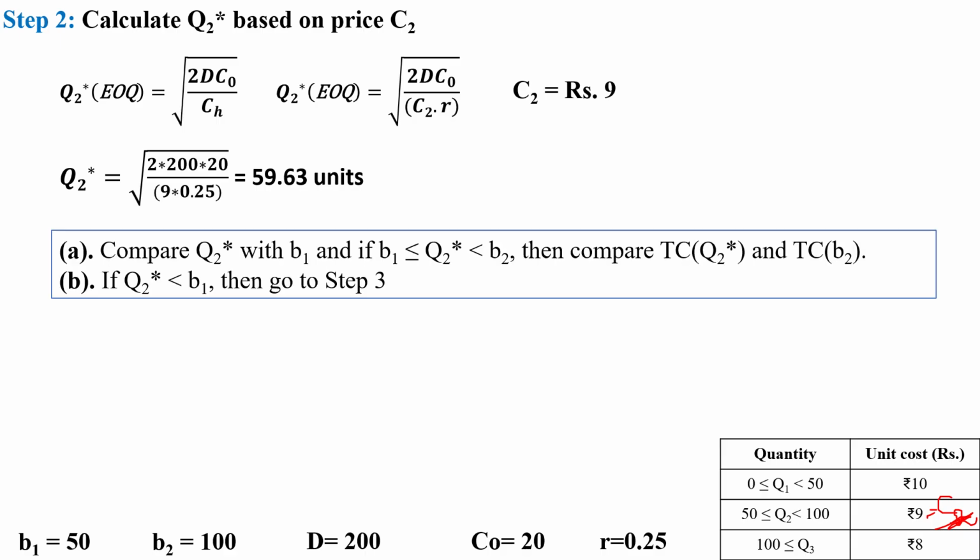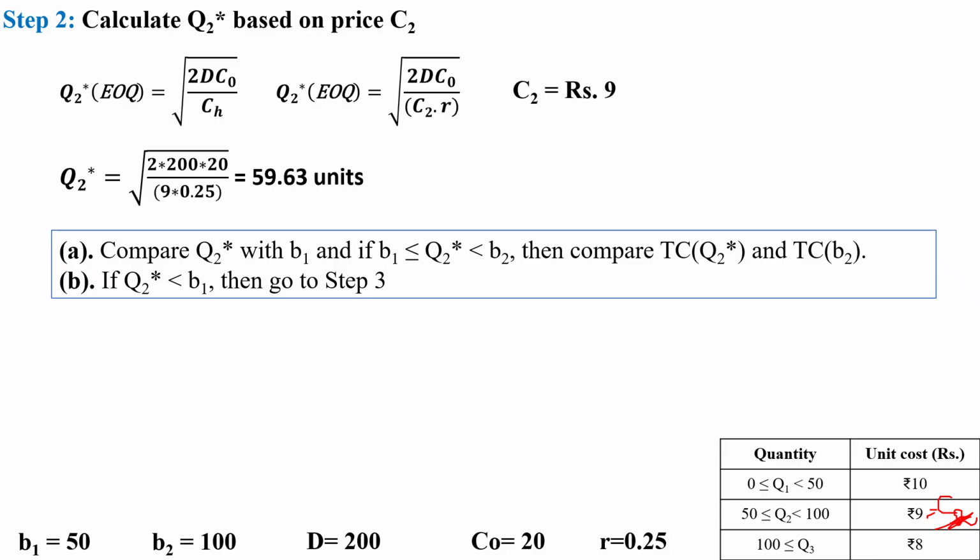Then compare Q2* with B1. If Q2* lies between B1 ≤ Q2* < B2, then compare the total cost at the quantity of Q2* and the total cost at the quantity of B2. And if Q2* is less than B1, then you have to go for step 3.